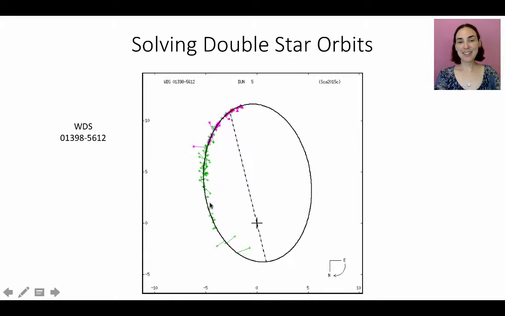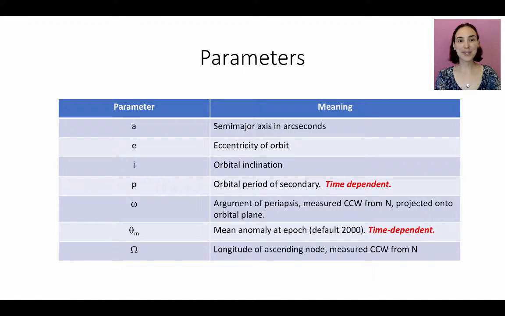This orbit, like all binary star orbits, can be described by 7 parameters. And the first 4 are somewhat familiar. The semi-major axis is analogous to the radius of the circle, so it controls how big the ellipse is. E is the eccentricity of the orbit. For a perfectly circular orbit, E would be 0, and then as it gets closer to 1, the orbit becomes more elongated and oval-looking. I is the inclination of the orbit relative to our plane of sight.